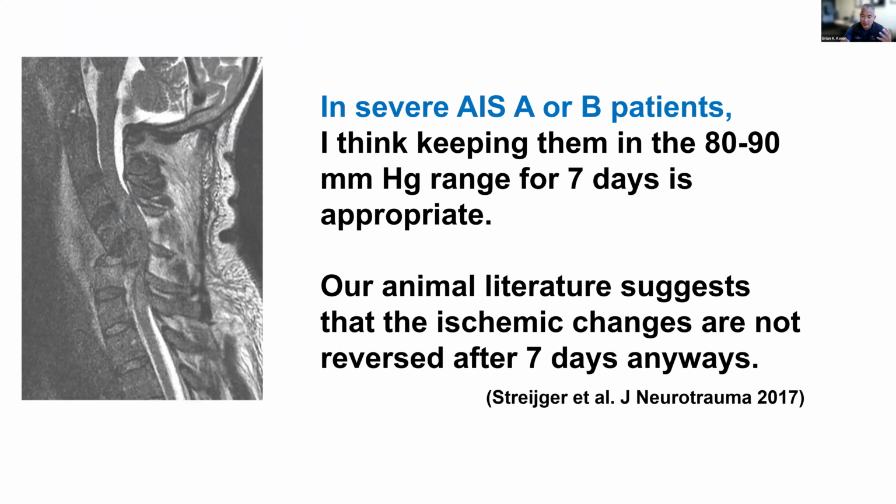I think in severe ASIA A and B patients, keeping them in this 80 to 90 millimeter range for the full 7 days is appropriate. We have data that suggests that this ischemic change within the cord doesn't end at 7 days anyway. So I think that keeping them for the full 7 days is reasonable.